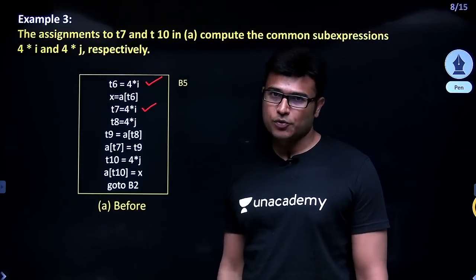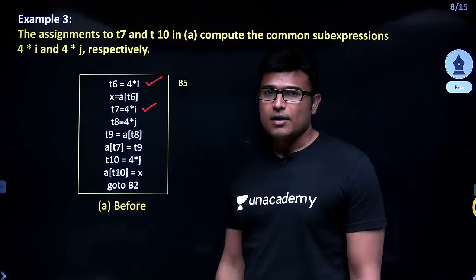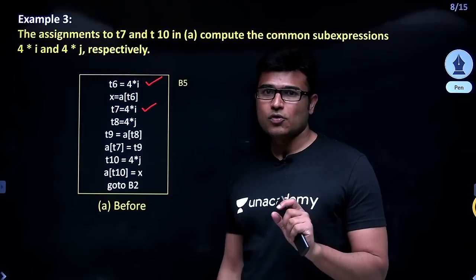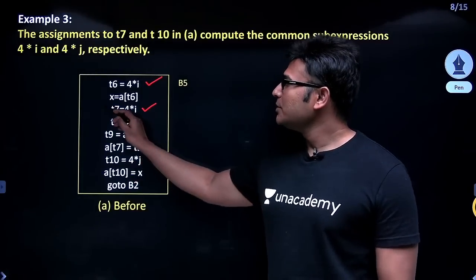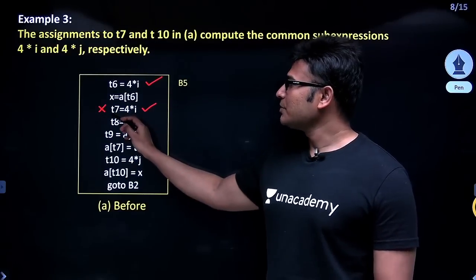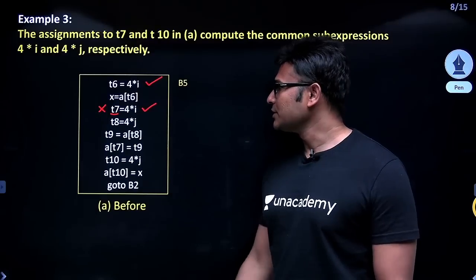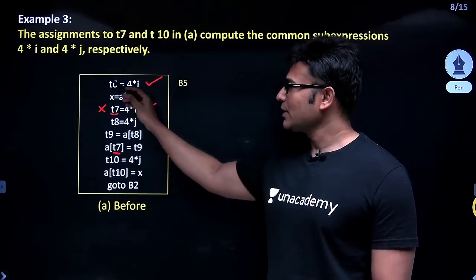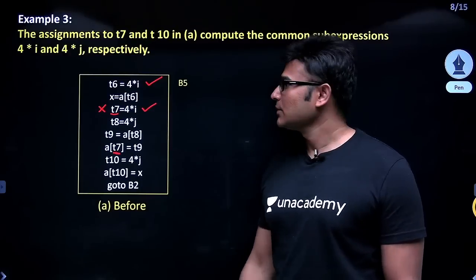4 into I is computed, right. We don't need the same computation at two places, therefore you can completely eliminate T7, and wherever T7 is present you can replace it with T6, right. So wherever T7 is present you can directly replace it with T6, right.